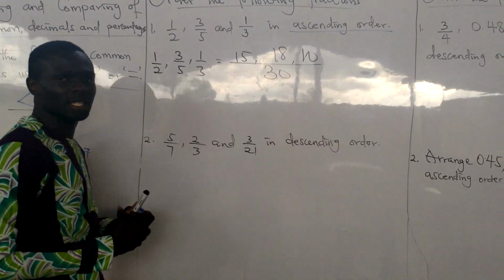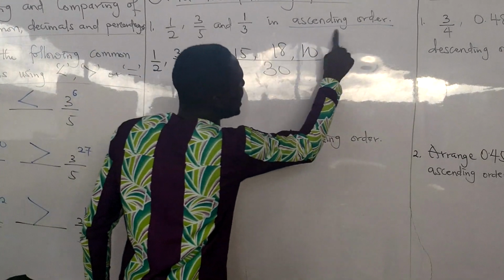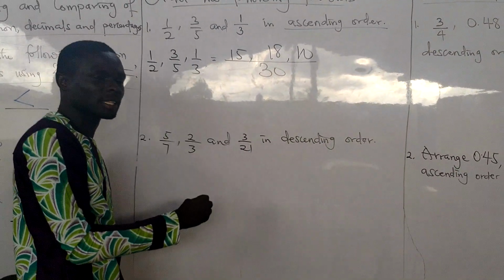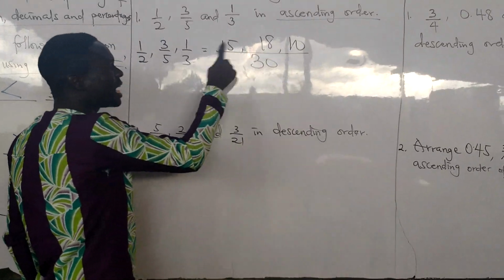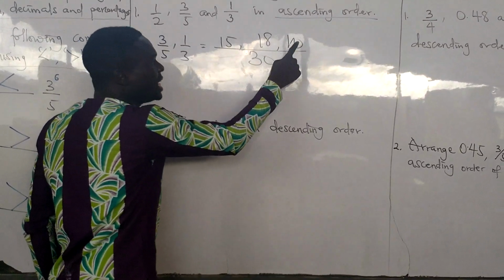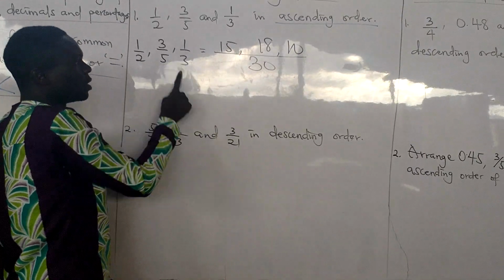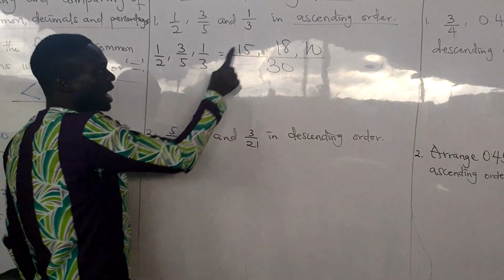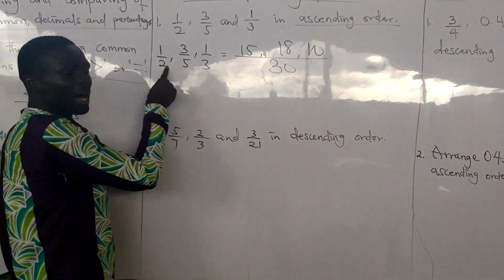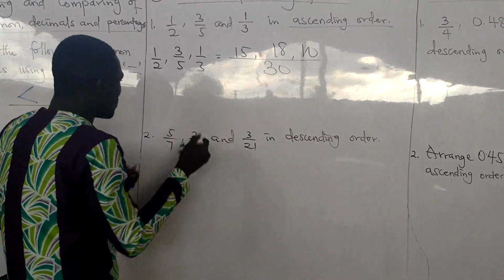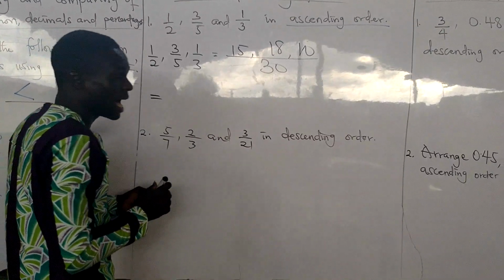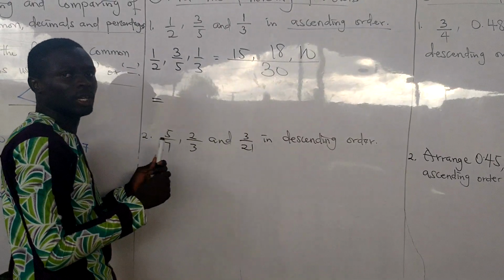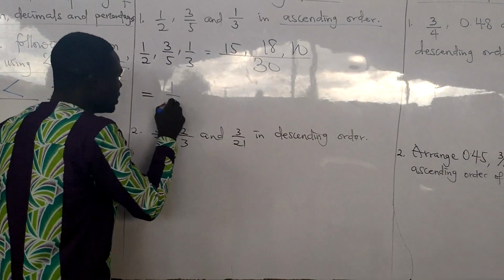So what is the question asking? The question is asking to arrange in ascending order, from the least to the highest. And this 10 here is the least among all. The 10 here represents 1 over 3. This 18 is for 3 over 5. And the 15 is for 1 over 2. So if I'm to arrange in ascending order, the least is 10, which stands for 1 over 3. So it means 1 over 3 will come first.